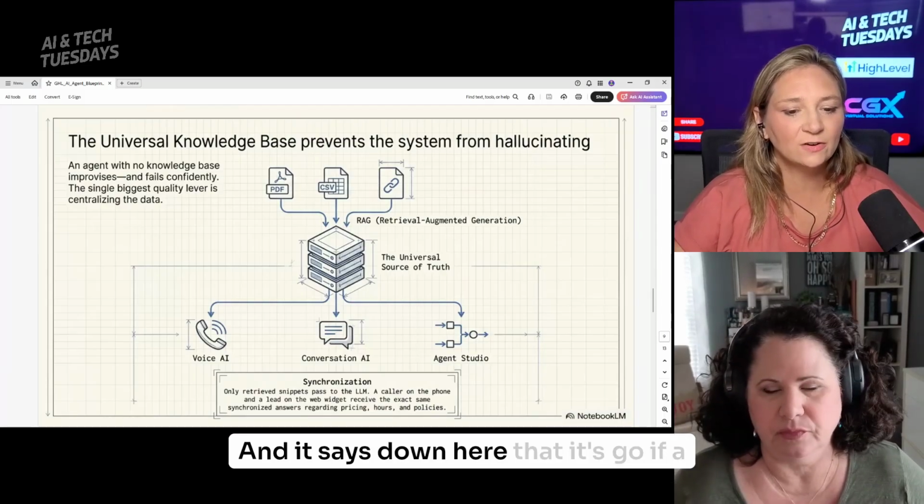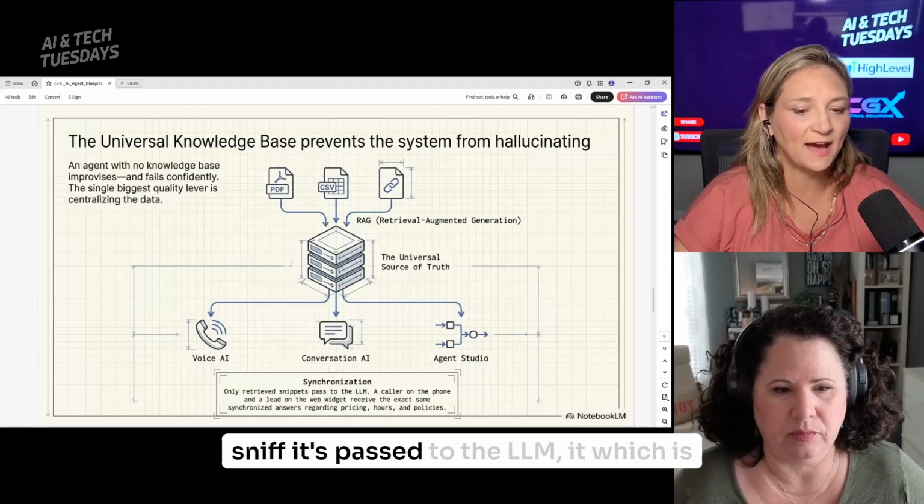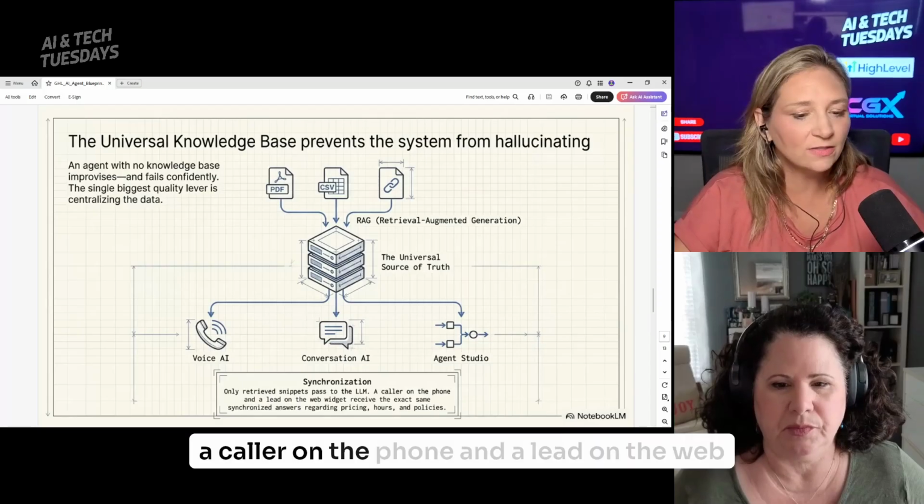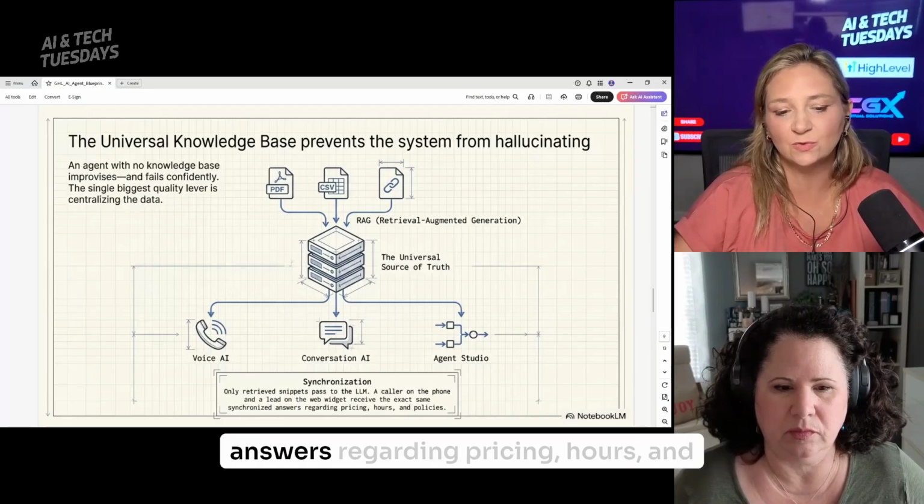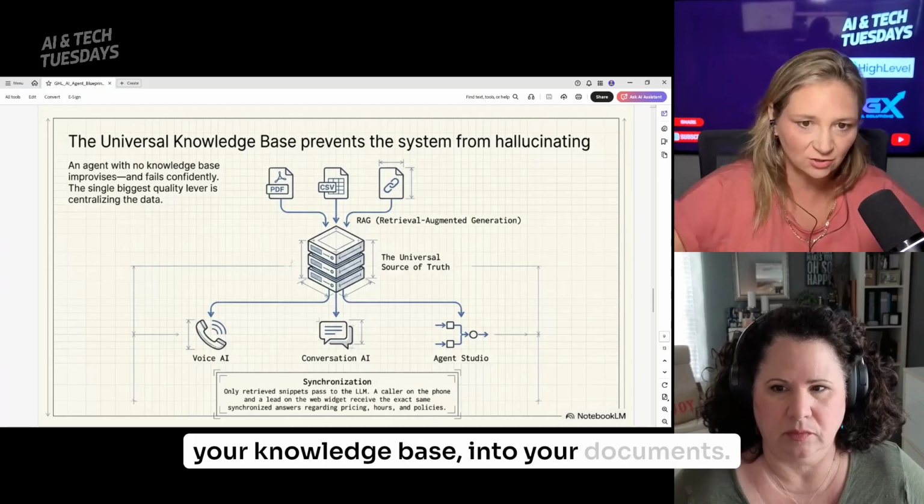And it says down here that it only retrieves snippets passed to the LLM, which is your language model. A caller on the phone and a lead on the web widget receive the exact same synchronized answers regarding pricing, hours, and policies, because that's what you've put into your knowledge base, into your documents.